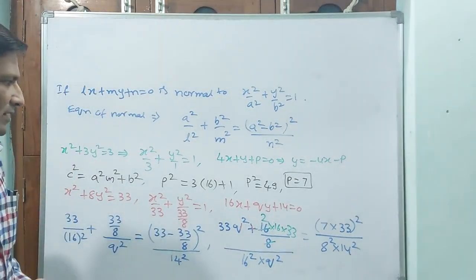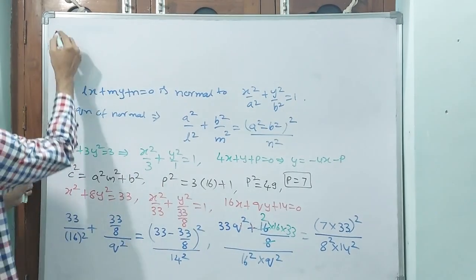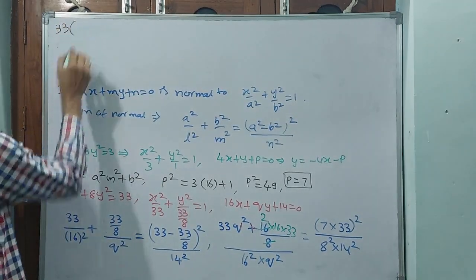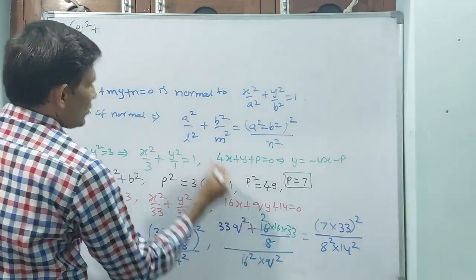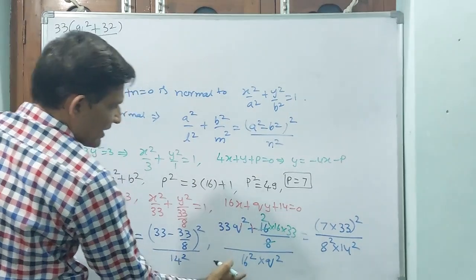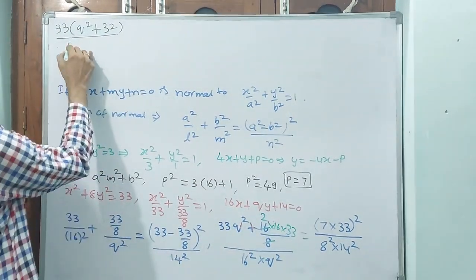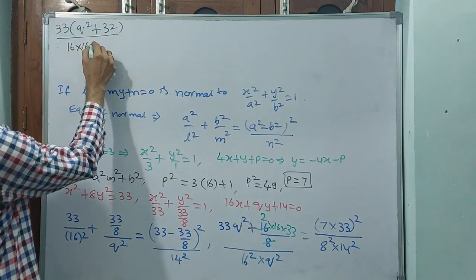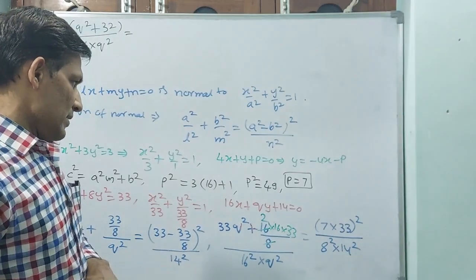Okay, you understand this? Now only 32 into 33. That means 33 I am taking common, you see. 33 if I take common, q square plus 32, 16 into 2, 32. Okay, now denominator is not there here. But the denominator is there: 16 square into q square. 16 into 16 into q square is equal to, now go for that.